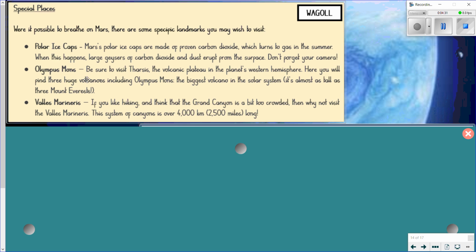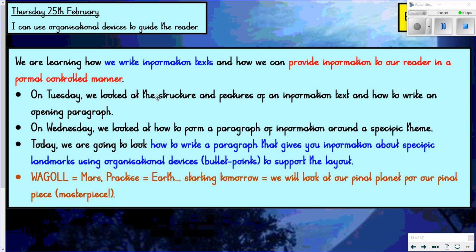Now, I really like this one on the Waggle because it's the same sort of thing as before. We've got a subheading at the top, "Special places", and then it introduces 3 landmarks you can go and see. The use of bullet points and dashes to introduce each one with a little snippet summary for each one is a really effective way of laying out the writing, and that refers back to "I can use organisational devices to guide the reader."